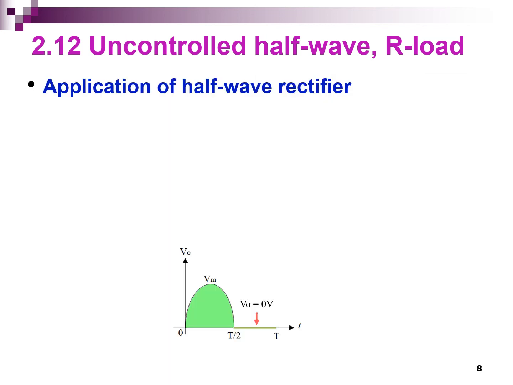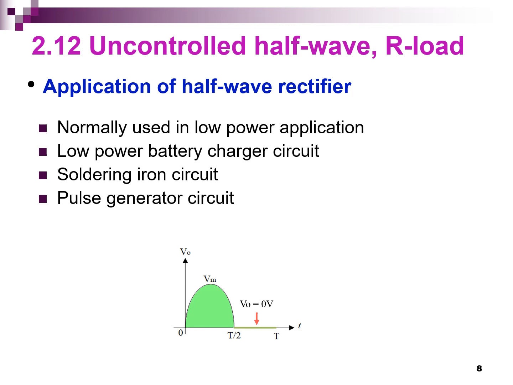Now let's look at the application of a half-wave rectifier. It is mostly used in low power applications only, for example a low power battery charger circuit, soldering iron circuit, pulse generator circuit, and so on. But why is it used in low power applications only? It is because the output is less than the input amplitude, and there is no output during the negative half cycle, as you can see in the figure here. So half of the power has been wasted and the output is pulse DC, resulting in excessive ripple. So there is a ripple in the R load half wave rectifier.